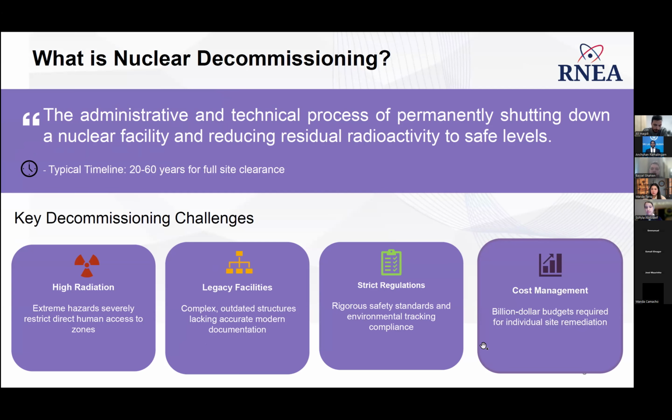And 4 challenges make this especially difficult. First one being strict regulations. Every single step has to comply with rigorous safety standards and environmental tracking, where there is no room for shortcuts. Then there is cost. We're not discussing thousands or millions here, but individual site remediation often runs into the billions. Then there is radiation. In many work zones, dose rates are simply too high for humans to enter safely, sometimes exceeding 100 millisieverts per hour.